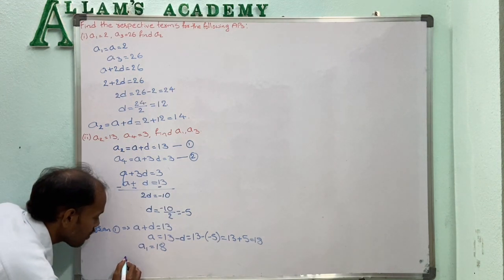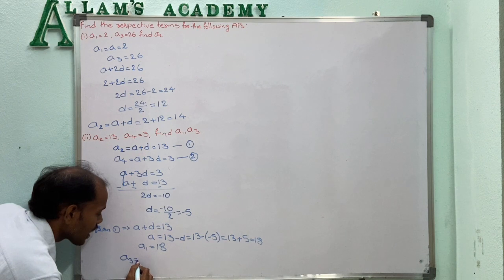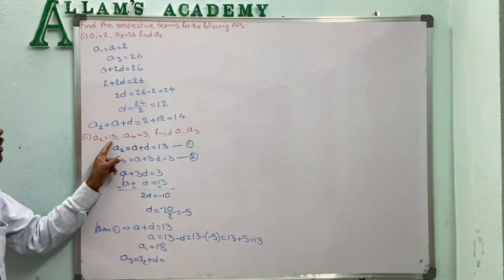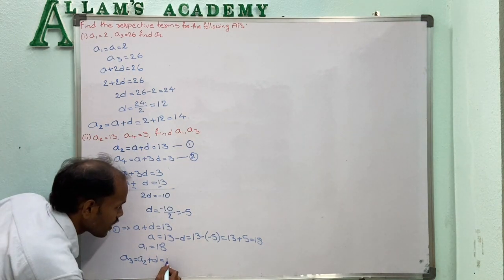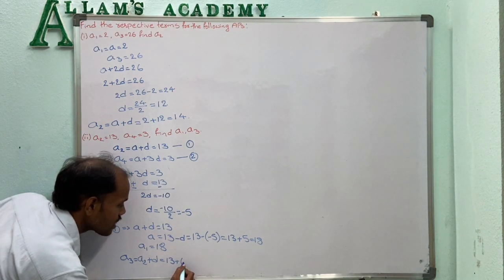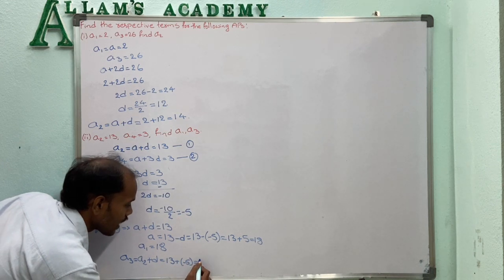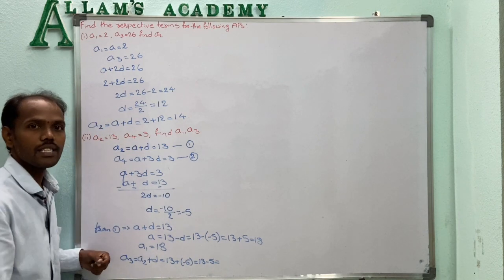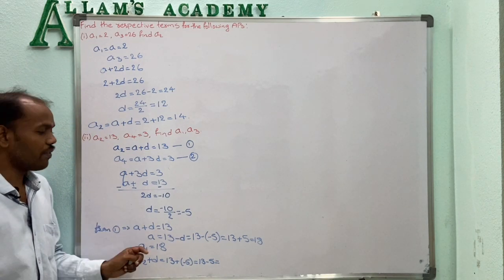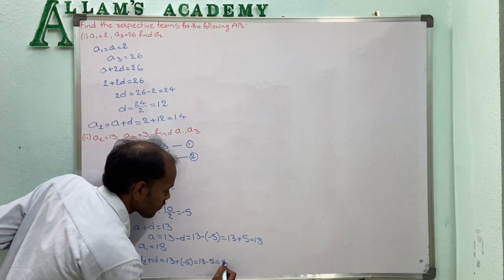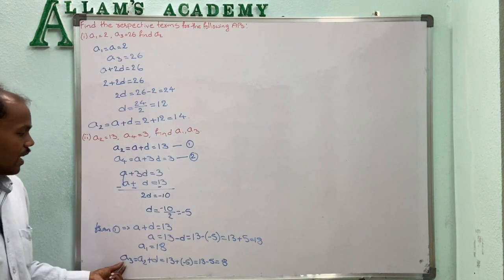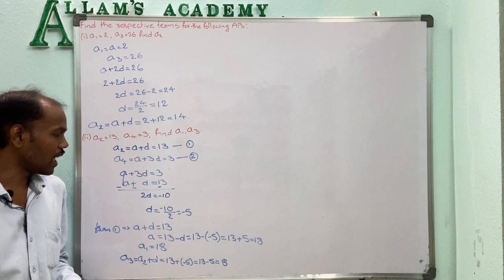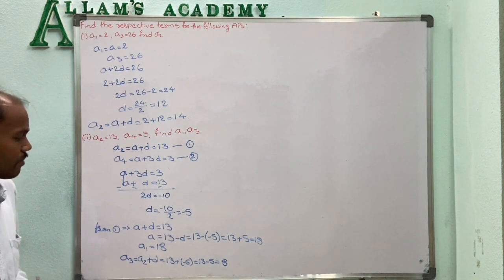Now the third term A3 equal to, simply we can write A2 plus d. Now the second term is given as 13 and the common difference d is minus 5. So 13 plus of minus 5, plus into minus is minus. So 13 minus 5. 13 minus 5 is 8. So the third term is 8 and the first term of the AP is 18.